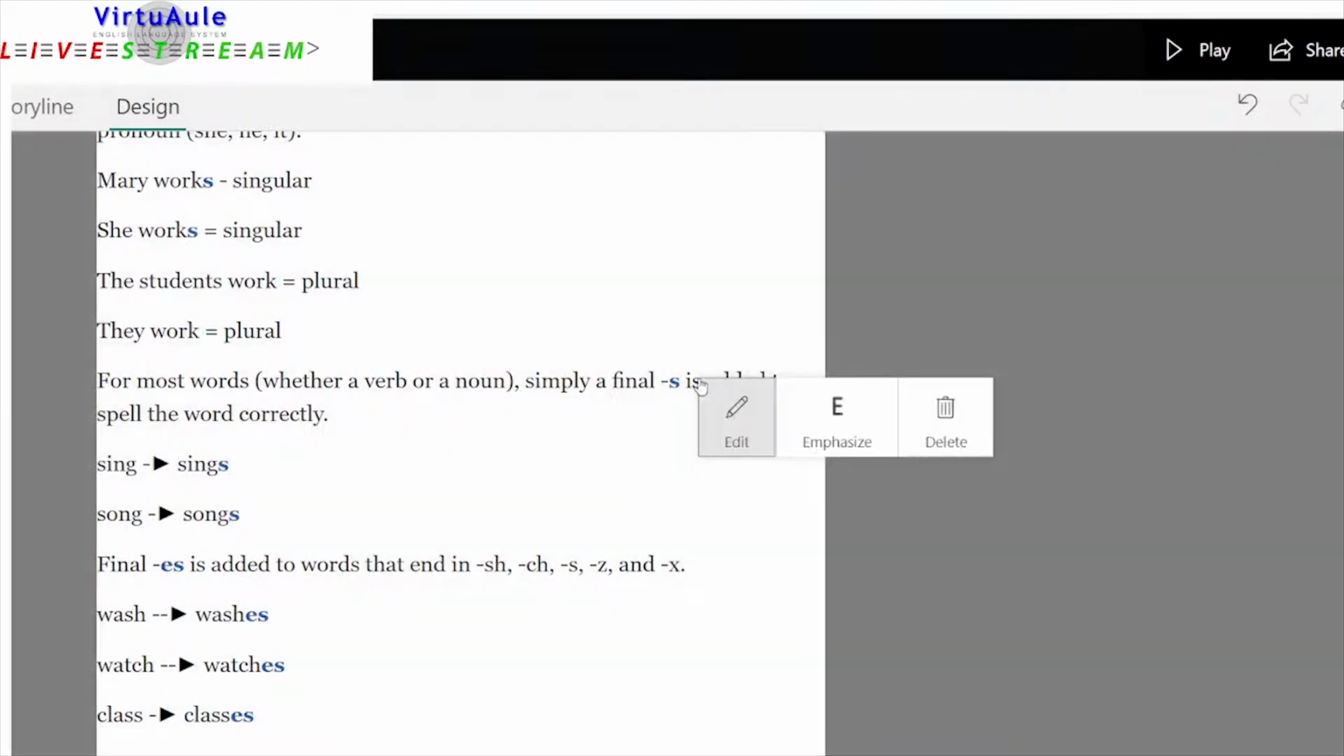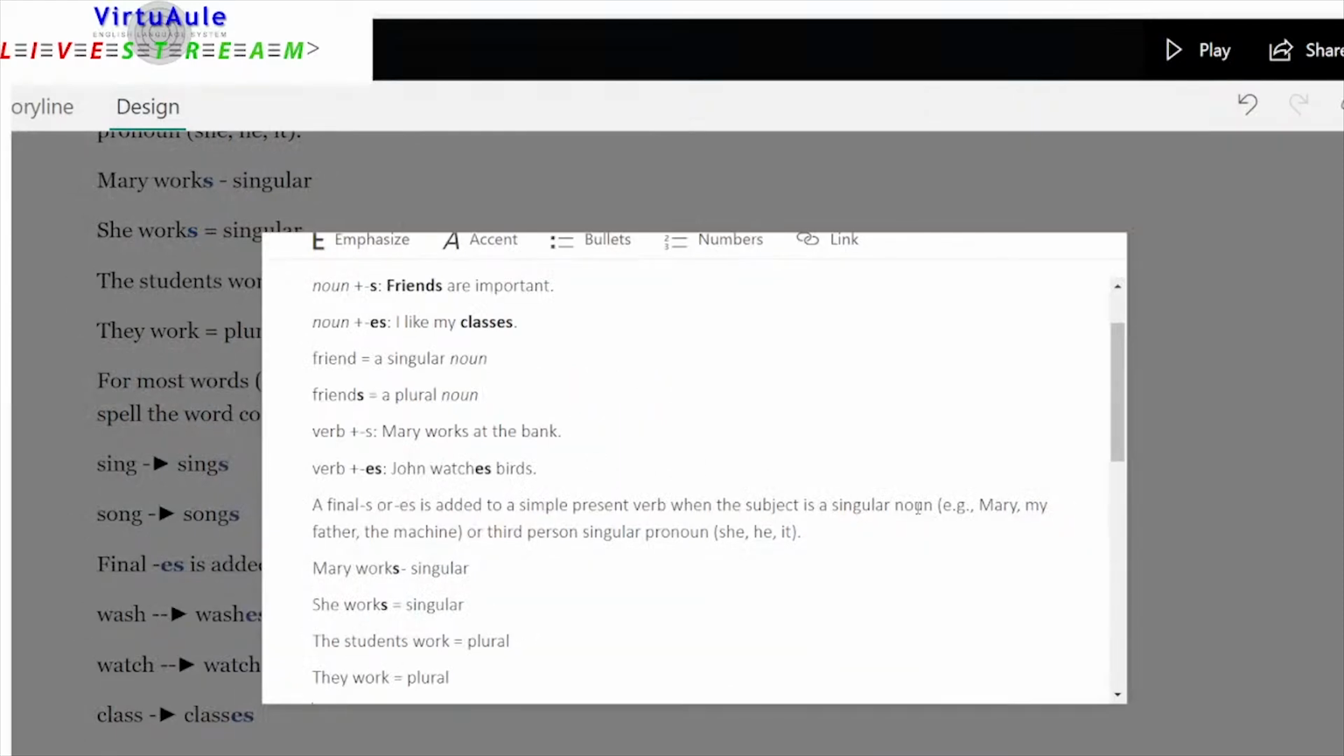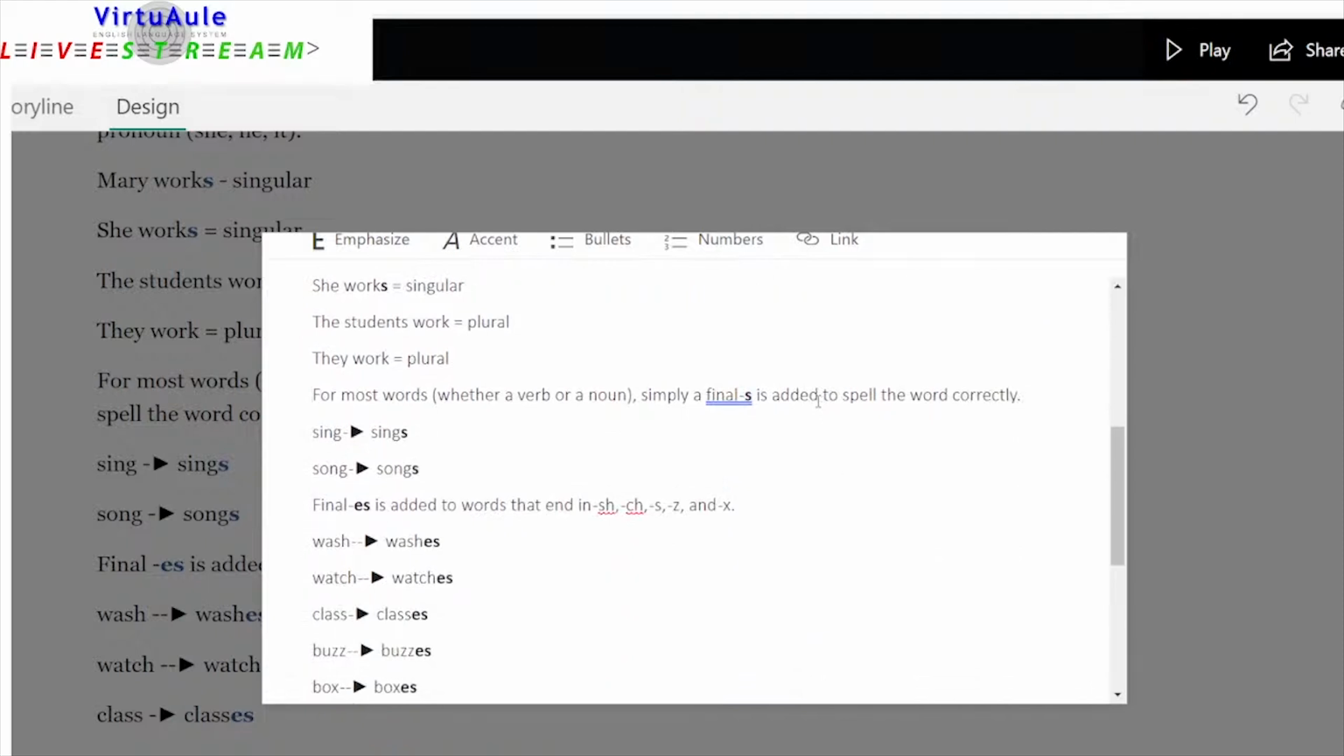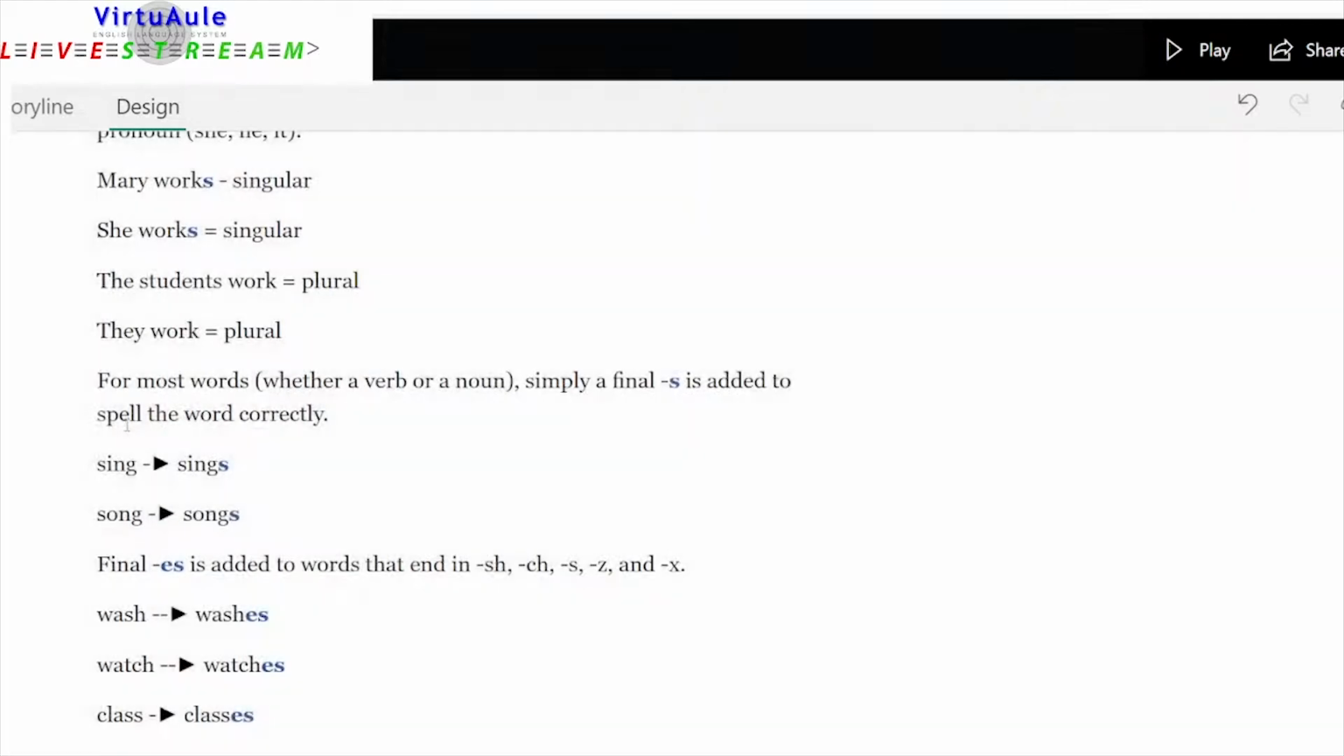Simply add a final S. Okay, yeah, that's correct. Simply a final S is added to spell the word correctly.